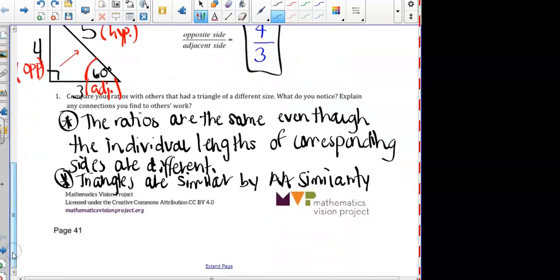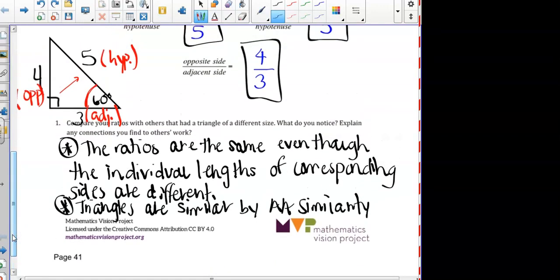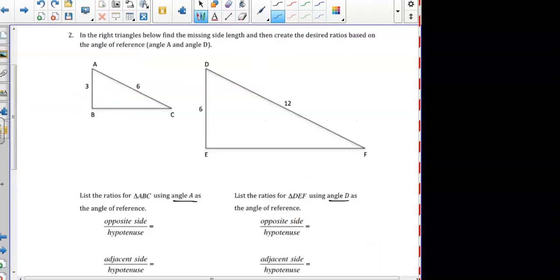The reason is that all the triangles are similar by angle-angle similarity. We have a congruent right angle in both of our triangles, and we will have a congruent 60-degree angle in both of our triangles. Then in number 2, we are asked to practice on a triangle that was given to us. In the triangle on the left, we had to find the length of BC. To find the length of BC, we will use the Pythagorean theorem. Once we solve that for x, we will see that the length of BC is the square root of 27.